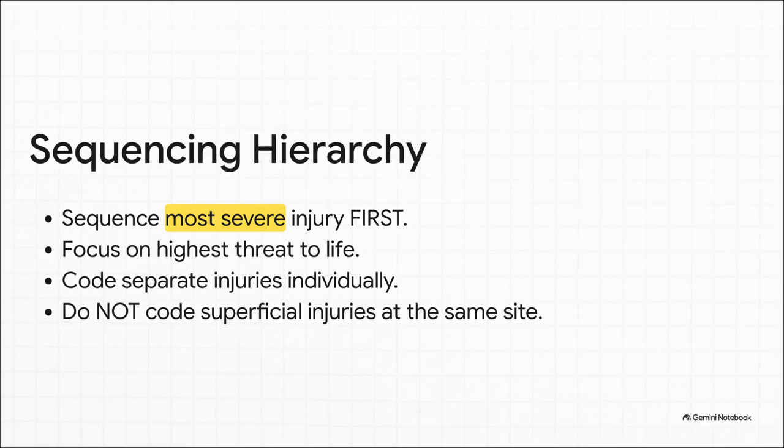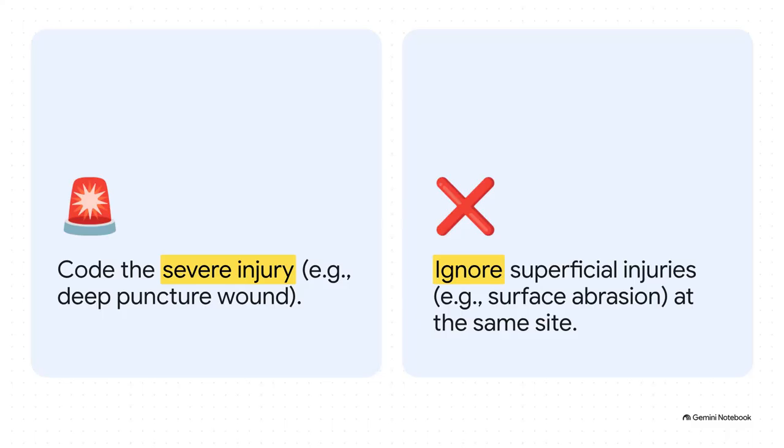You'll code each separate injury individually unless a specific combination code exists, but there is a massive exception to this rule that you need to watch out for. If you have a severe, deep injury and a superficial scrape at the exact same anatomic site, you code the severe injury and you drop the superficial one entirely. This rule brilliantly prevents redundant coding on your claims.